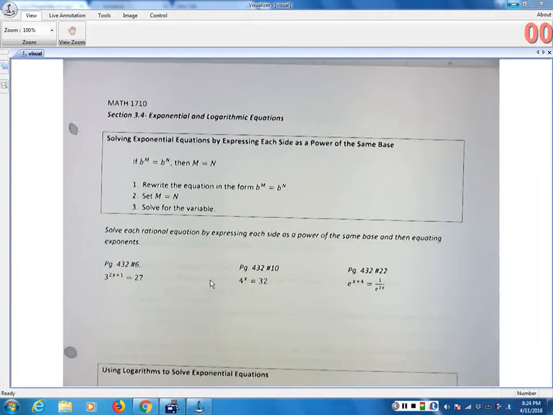Alright, so we are going to solve exponential and logarithmic equations now. So we're going to use all the stuff that you just learned.